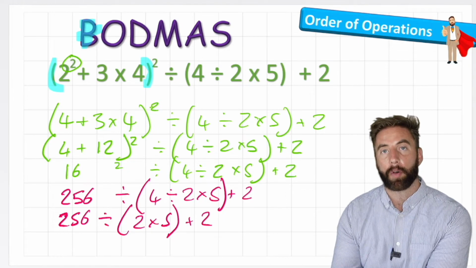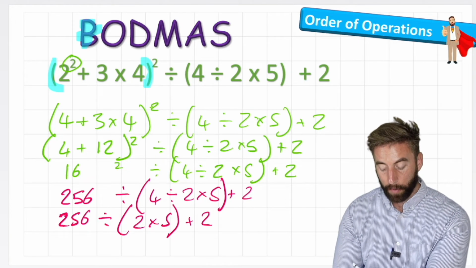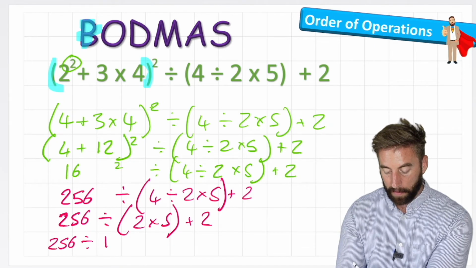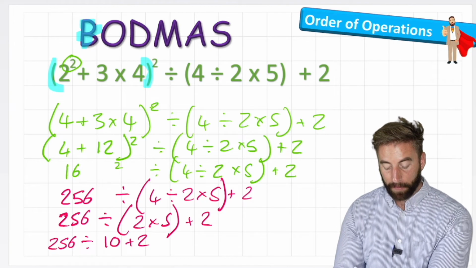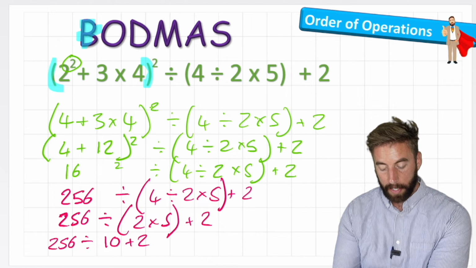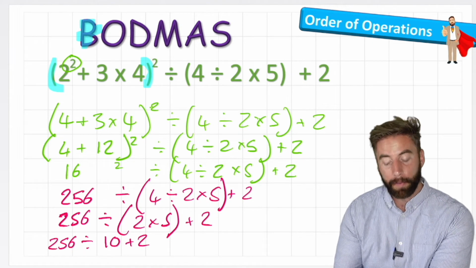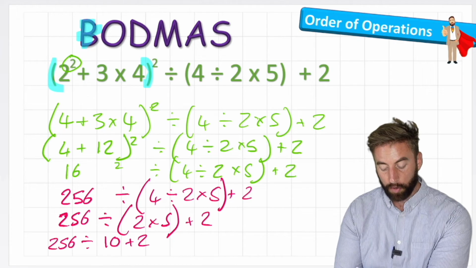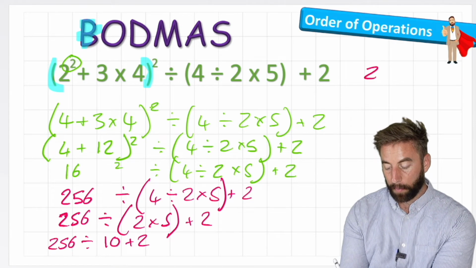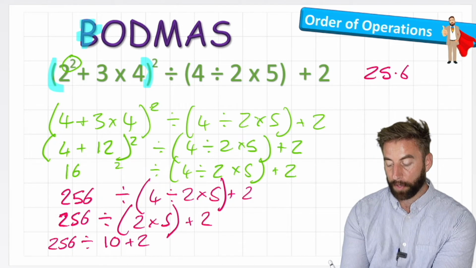And now in my next row I'm going to do the multiplication of this bracket, which is 2 times 5. So I'm ending up with 256 divided by 10. And now I've got rid of the bracket. And now I can see my question says 256 divided by 10 plus 2. And I'm going to have to work out the division first because that's first in my BODMAS before the addition. So I can do 256 divided by 10, which would be 25.6. And I'd have my plus 2.